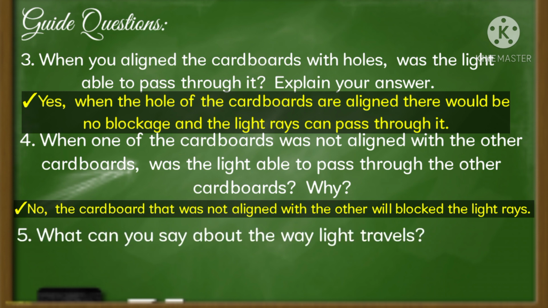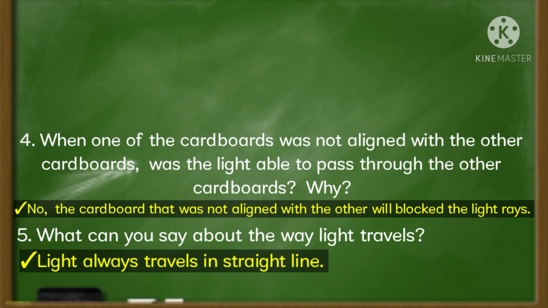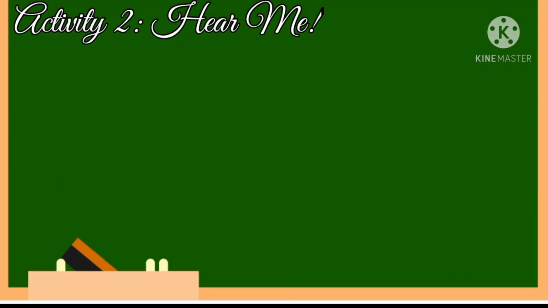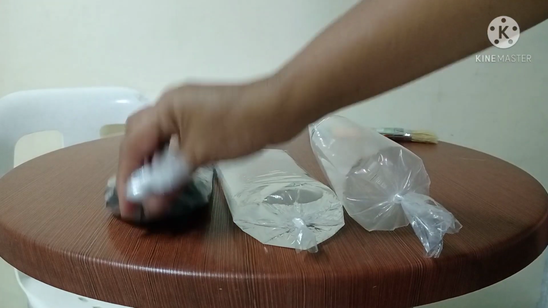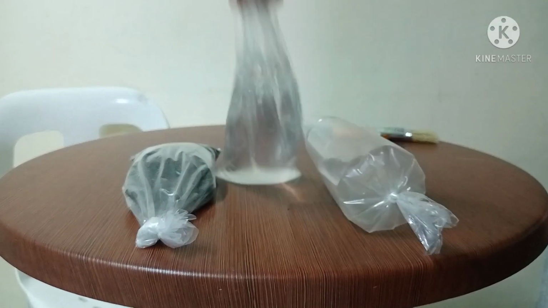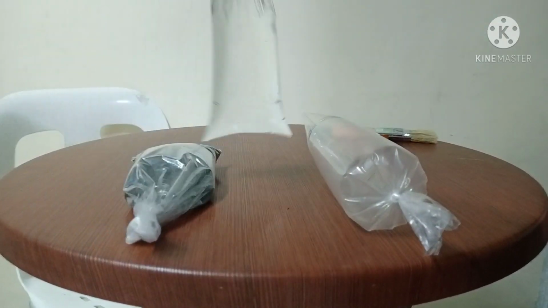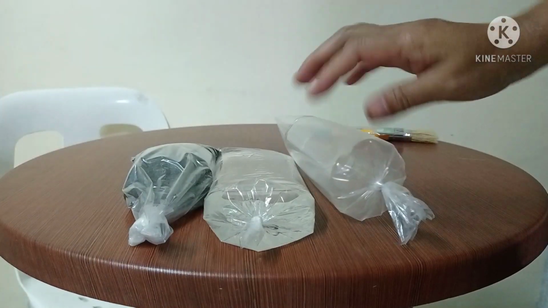5. What can you say about the way light travels? Light always travels in a straight line. For Activity number 2, hear me. Describe how sound travels in solid, liquid, and gas materials. To do this activity, you need 3 plastic bags, sand, water, and air. Half fill the first plastic bag with sand, the second with water, and the third with air.